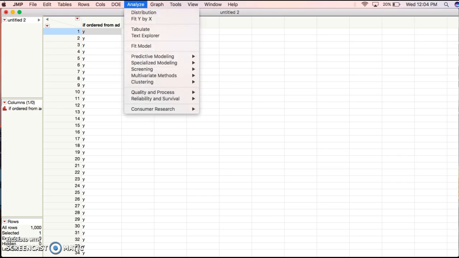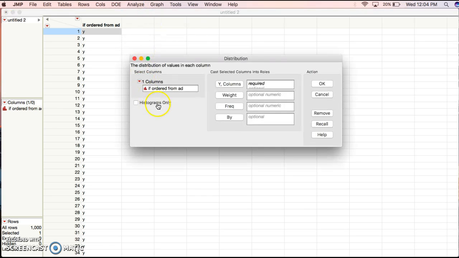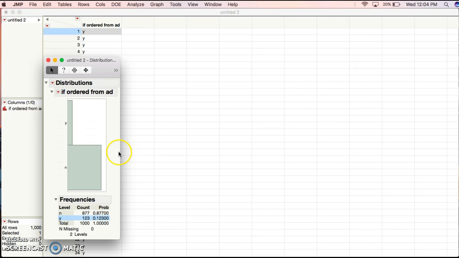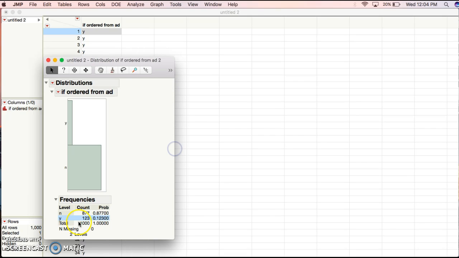So we're going to need to analyze this data, and from our JMP data table, we first go to Analyze, Distribution, and all we need to do is take our variable, if ordered from ad, into the Y columns category and click OK. And here, all we really get is our counts and our probabilities of our counts. So nothing too fancy.